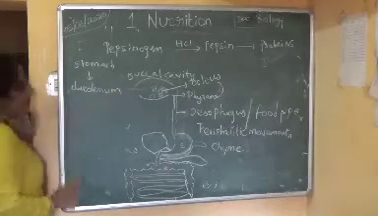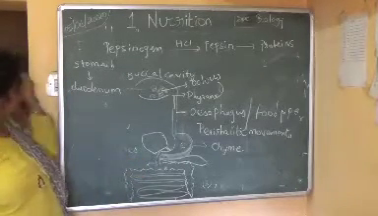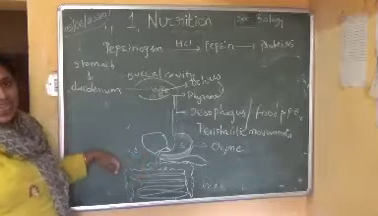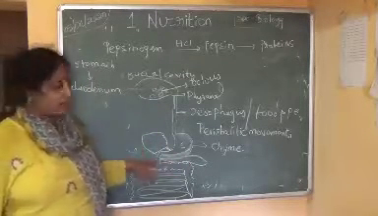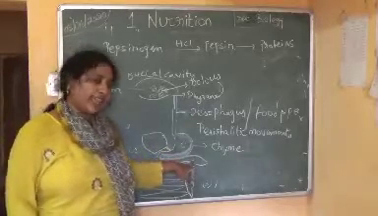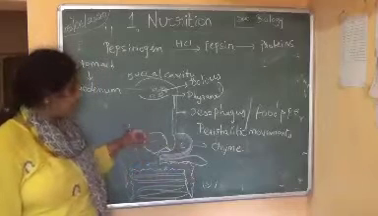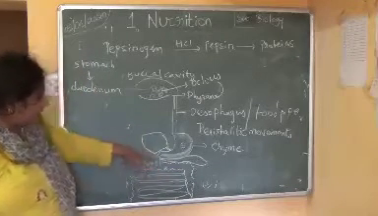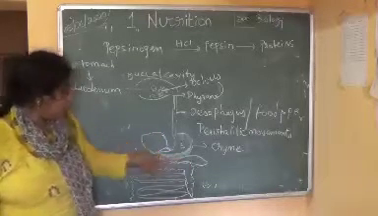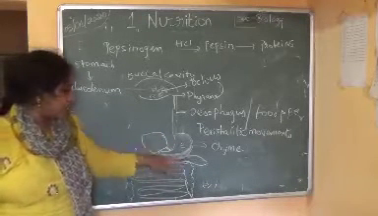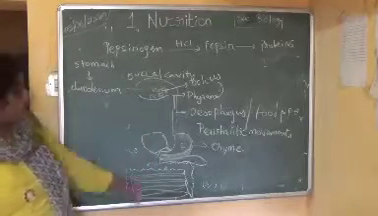Into this duodenum, this is the duodenum. At this point, several glands like the pancreas and liver pour their secretions. Pancreas will send its juice into the duodenum and liver will send its juice into the duodenum.